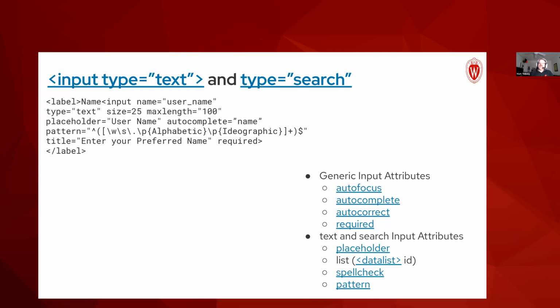Yeah, we talked about placeholder a little bit. Later on, we're going to talk about data lists, but text input fields are the main thing that you attach to a data list, which provides a list of options for type ahead search.